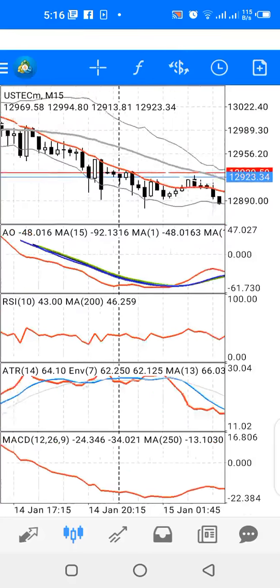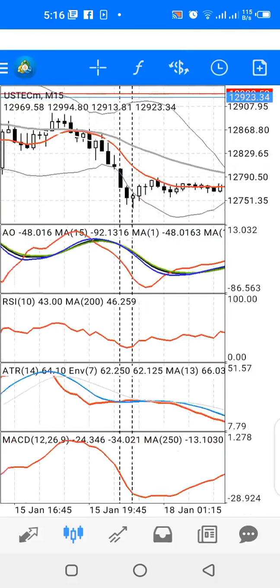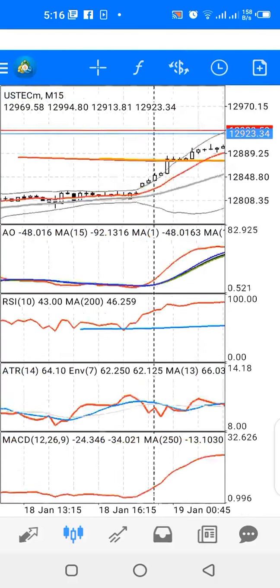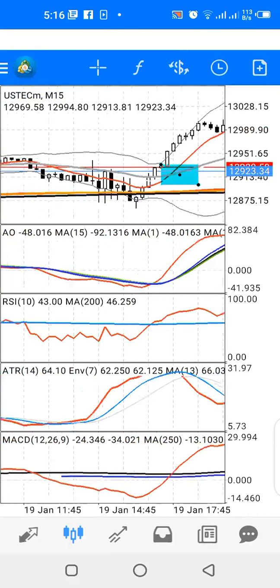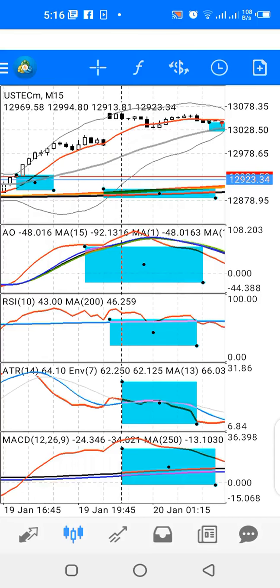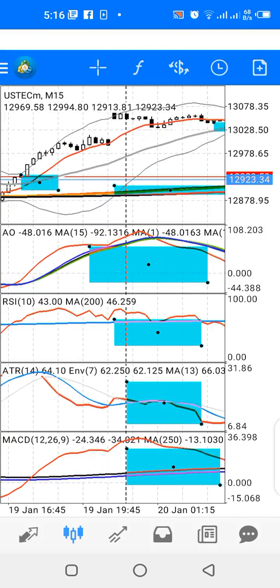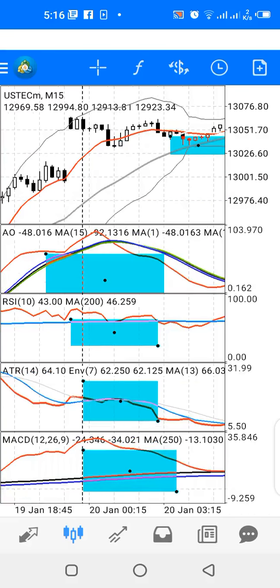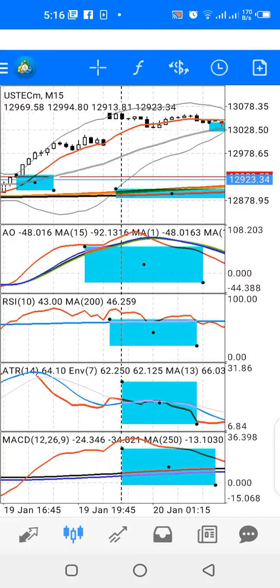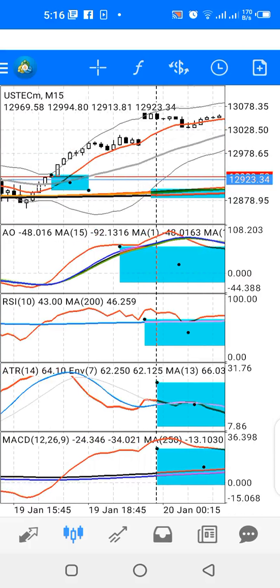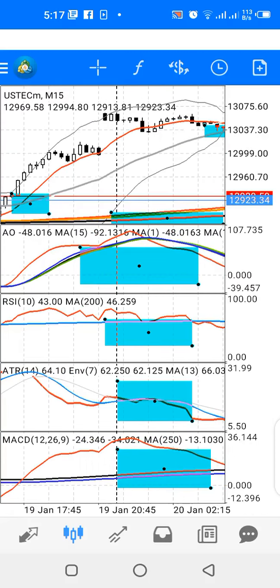And I have explained how you can use the strategy on the main chart, where you first of all identify where is price and other indicators in relation to this set of lines. Okay, if price is above these lines, you look for buying opportunities. If price is below these lines, you look for selling opportunities.